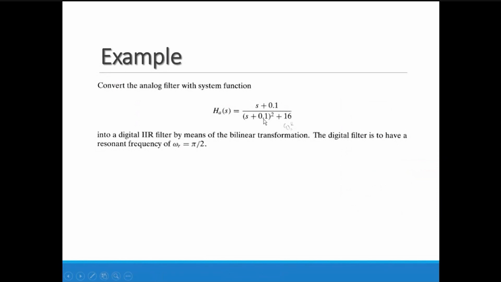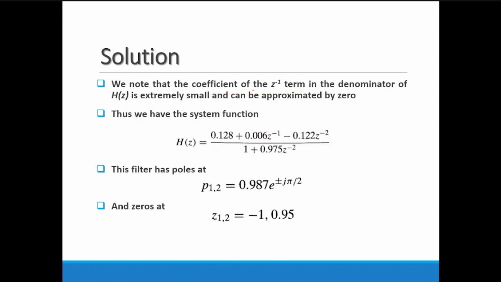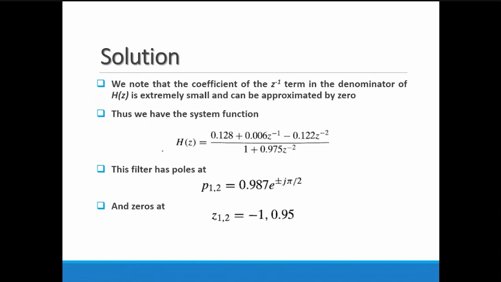So H(s) is (s plus 0.1) divided by ((s plus 0.1) square plus 16). Applying these values and simplifying, you will get H(z) equal to (0.128 plus 0.006 z inverse minus 0.122 z^-2) divided by (1 plus 0.0006 z inverse plus 0.975 z^-2). Here we note that the coefficient of the z inverse term in the denominator of H(z) is extremely small, 0.0006 z inverse. So we are ignoring that term.